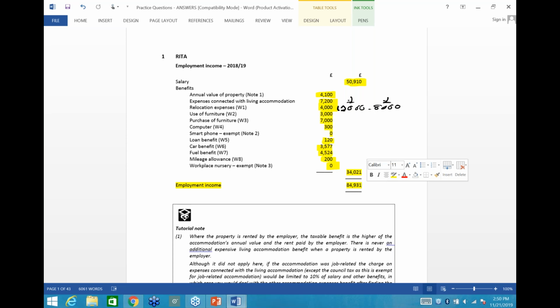So all these are commonly tested adjustments at the exam, and a student must always be familiar with these benefits. So in a nutshell, you must be familiar with non-cash benefit computation such as accommodation benefit, car benefit, fuel benefit, beneficial loan benefit, use of asset benefit, gift of asset benefit. So these are the commonly tested ones at the exam.